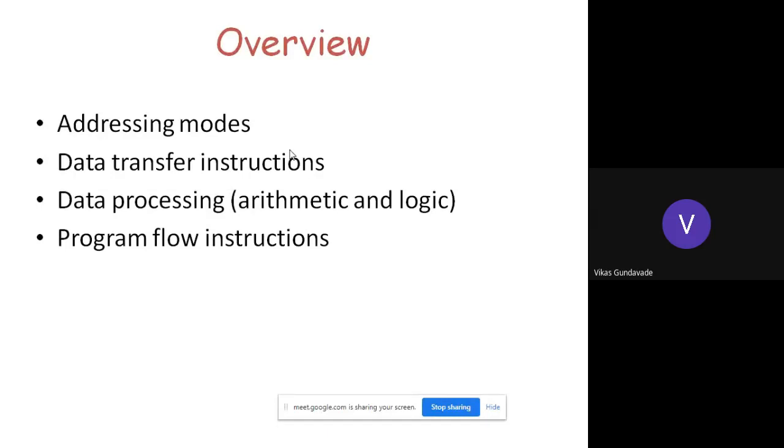Some instructions are used to transfer data, either from register to register, register to memory, and so on. Some are used for processing that data, meaning arithmetic and logical operations. And some instructions are required to change the flow of the program. All these instructions are grouped into different groups. First we will see the different addressing modes, and then we will move towards all the instructions.